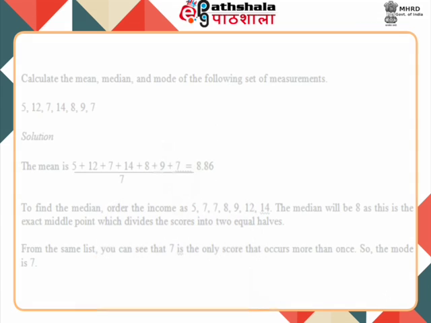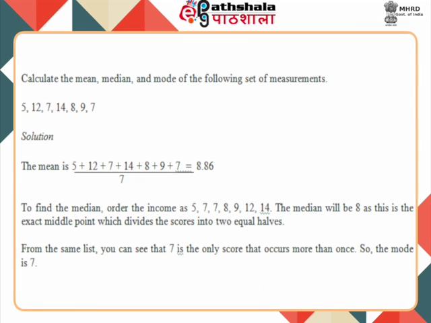Let's see an example to understand central tendency better. Given are the following scores for which mean, median and mode have to be computed. The mean can be calculated by adding all the scores and dividing by the total number of observations, which is 7. Thus, the mean value in the given distribution of scores is 8.86.